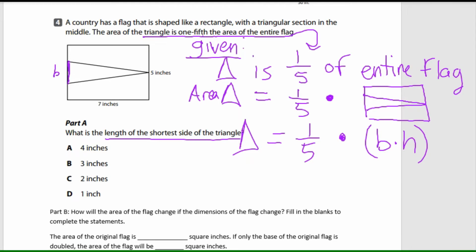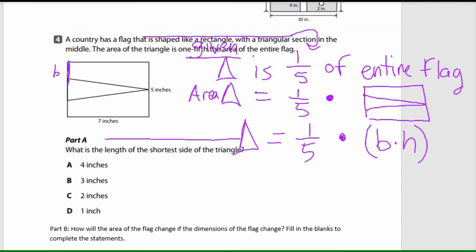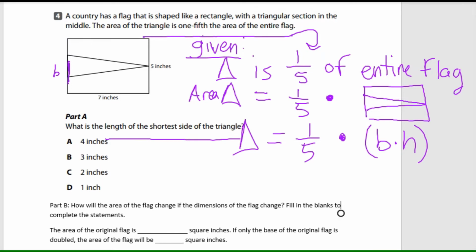Alright, so we have to substitute our given information, the information that we know, into the formula. We know the base and height of the flag. This is one dimension of the flag and this is the other one, and we have that right here in our figure. So what are we substituting in for the base? And for the height? You're going to put 7 inches for the base, and then 5 inches for the height.